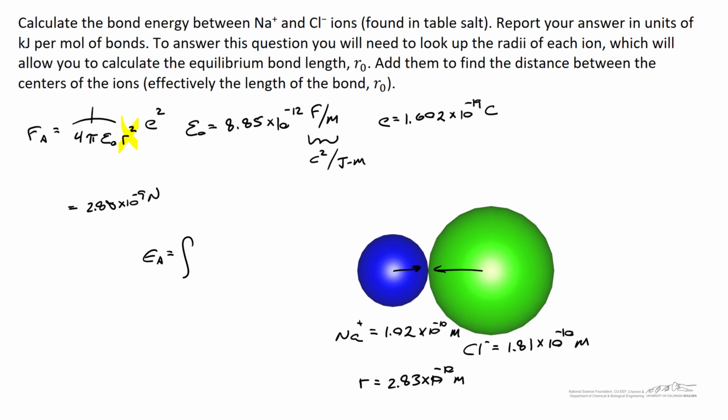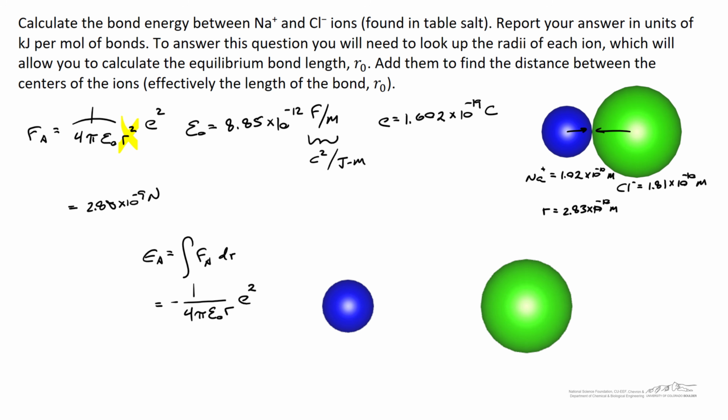Well, we're being asked to find the energy of attraction, which is equal to the integral of the attractive force multiplied by dr. So when we integrate the force of attraction, what we're left with is a negative value, negative 1 divided by 4 pi epsilon naught times r, multiplied by the charge of 1 electron squared. The negative sign here refers to the fact that the energy level between the sodium and the chloride ions is 0 when they are far apart.